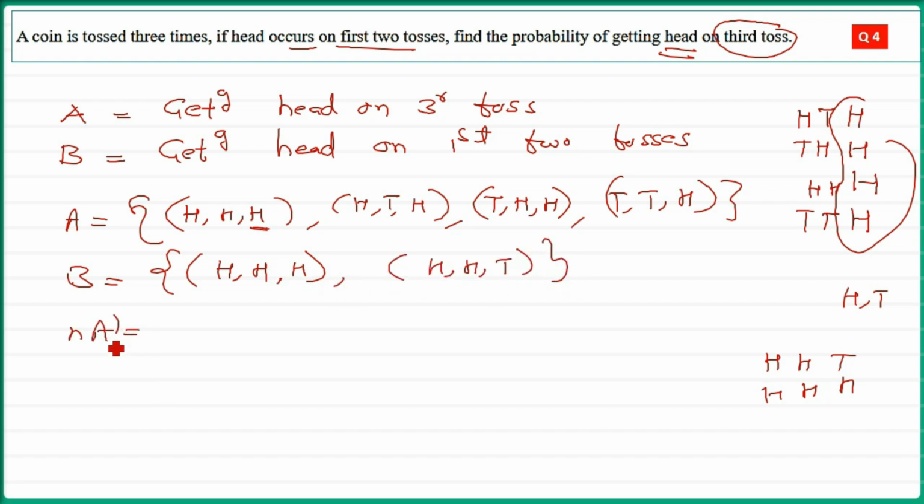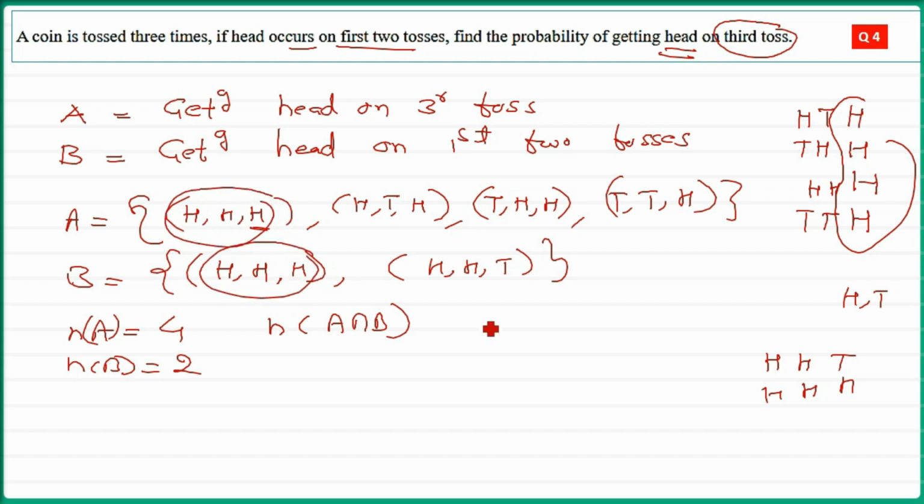So what is the number of elements in A? We don't have to get N(A) and N(B) always. Only one of them we have to know. But it's good to know the values. So 4 in A, 2 in B. And A intersection B, what is the common element in these 2 sets? Only H, H, H is there. Only this one and this one. So only one is common. So N(A intersection B) will be 1.